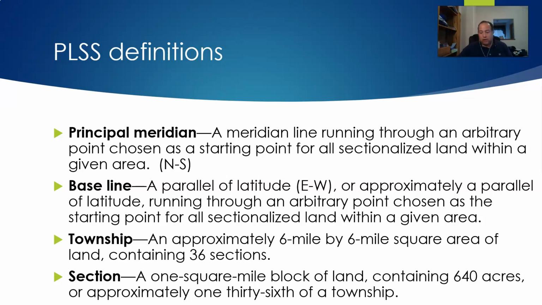So our biggest units are going to be townships, which are going to be 6 mile by 6 mile square areas, and then the townships are each going to contain 36 sections. And if you think about 6 times 6 gives you 36, that means that all the sections are going to be a 1 mile square box of land, and that means it's going to contain 640 acres, and they're going to be 1/36 of a township.